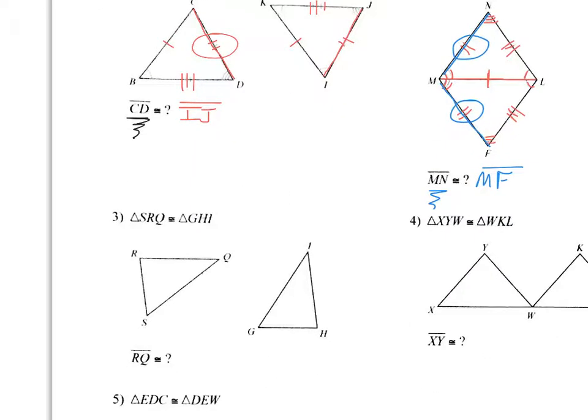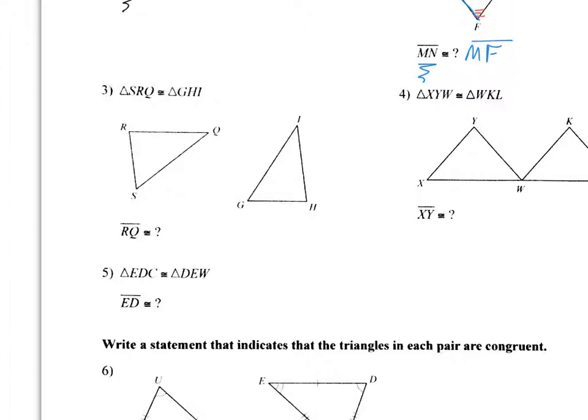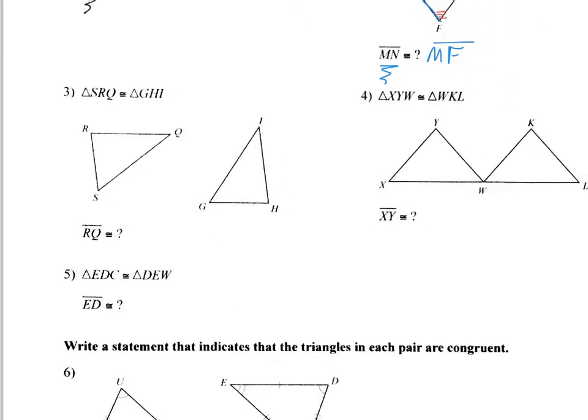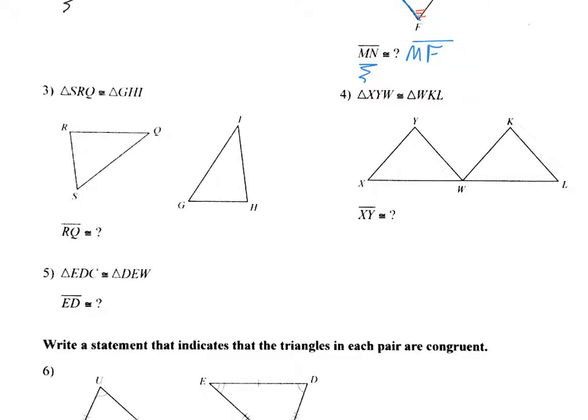Okay, let's go down here. Now we don't have any markings, so we can't use the markings in the picture. We can only use the congruent statement. So I'm looking for RQ. So I come up here, RQ corresponds to HI. So I'm going to put HI. Alright, let's go to the next one. XY. So XY corresponds to WK. So then we write WK segment.